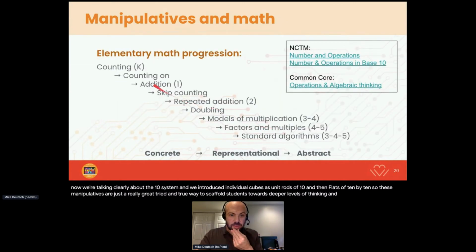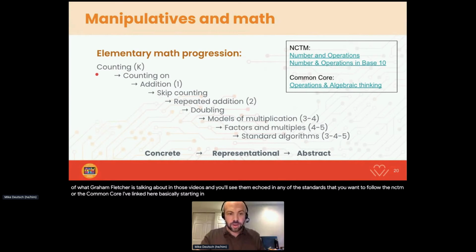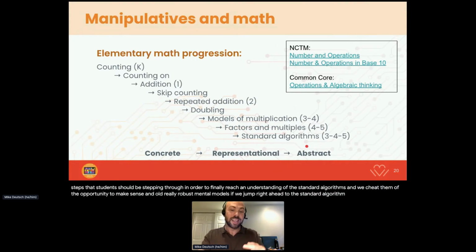And I try to echo here some of what Graham-Fletcher is talking about in those videos, and you'll see them echoed in any of the standards that you want to follow, the Common Core I've linked here. Basically, starting in kindergarten and progressing up to the late elementary grades, these are all the steps that students should be stepping through in order to finally reach an understanding of the standard algorithms. And we cheat them of the opportunity to make sense and build really robust mental models if we jump right ahead to the standard algorithms, demonstrate them, and ask them to follow.